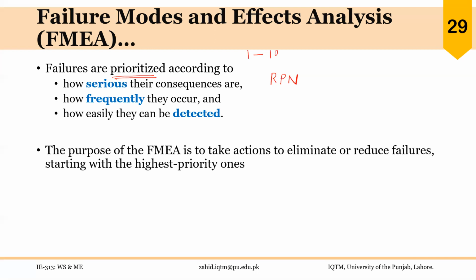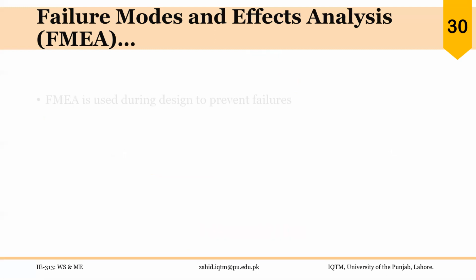The purpose of the FMEA is to take actions to eliminate or reduce failures, starting with the highest priority ones, the ones having the highest RPN. There are certain guidelines for rating on these three factors using FMEA. You can refer to these guidelines. I will share them later.